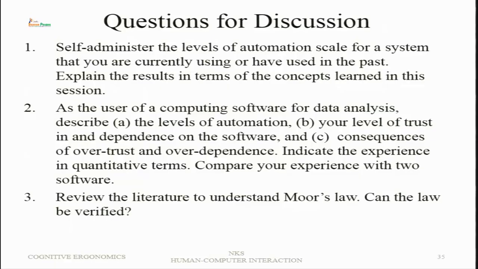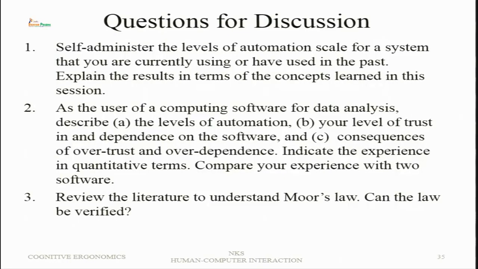but the idea is that it provides enough indication about the level of allocation. So, self-administer the levels of automation scale for a system that you are currently using or have used in the past. What is your experience and how do you rate that system on the level of automation? Explain the results in terms of the concepts learned in this session. The basic idea behind these questions is not only to do something which has been done in the session, but to go beyond it. That is why in most of the sessions I have been talking about review of literature, asking questions which are not covered in the presentation, because that way one can apply whatever knowledge is gained in a particular session.